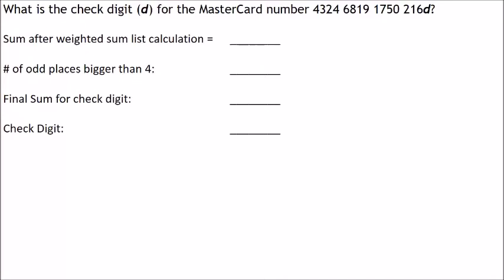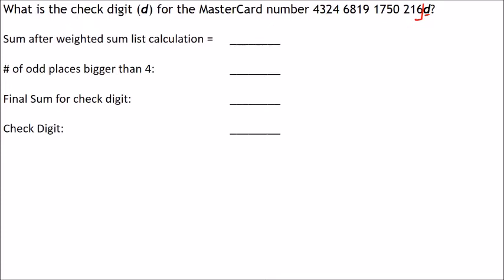Okay, and what is the check digit D for the MasterCard number right there? All right, so we're going to find this check digit for this credit card number. Again, we're typing in the first 15 numbers this time for a credit card. The total credit card number is 16 digits, but again, you never use the check digit in your calculation.